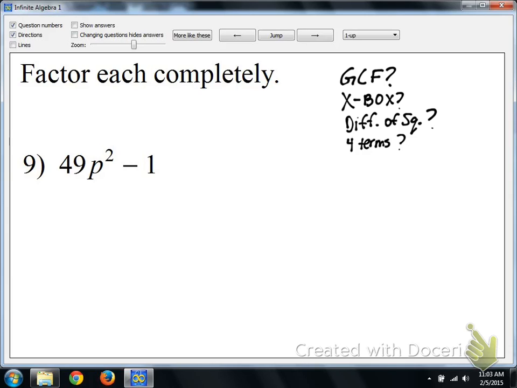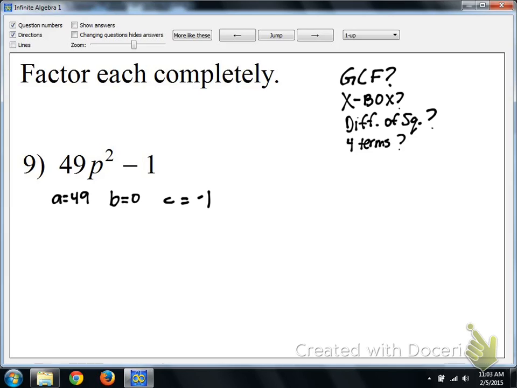So on number 9, is there a GCF, okay? Not really, because there's only 1 here, right? 1 times 1 is the greatest GCF that could be here, so we can't break it down anymore. Can I X box? No, because B is equal to what in this example, everyone? 0, right? There is no B. We know that A is 49 and C is equal to negative 1. There's no B, so we say it's 0, right? So this is nice because I know 49 is a perfect square and I know 1 is a perfect square.